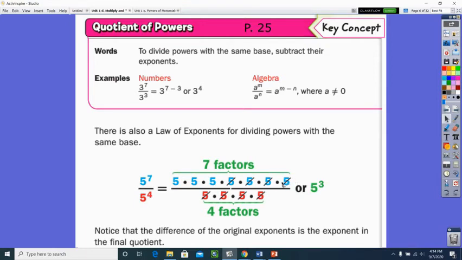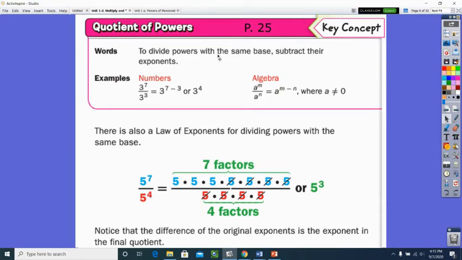And that's why they're crossing these out. So 5 divided by 5, that would just be 1. And 5 divided by 5, that would just be 1. And this 5 divided by that 5 would be 1. And you're going to notice there's 4 that can cancel with 4 up here. Now I just have 5 times 5 times 5. I have 5 to the third. Notice this time, if I take the top number minus the bottom, that's how I'm getting the 3, because the other 4 factors up here are canceling with those 4 down there.